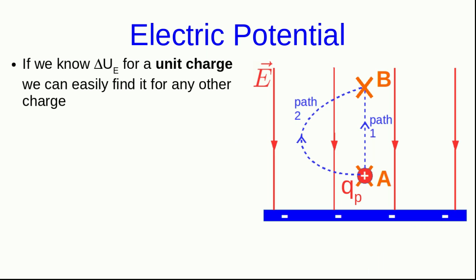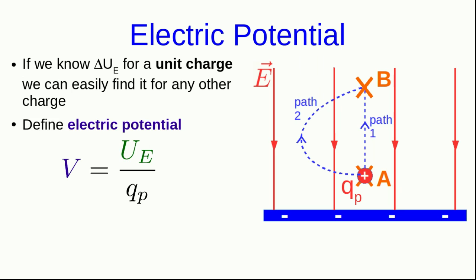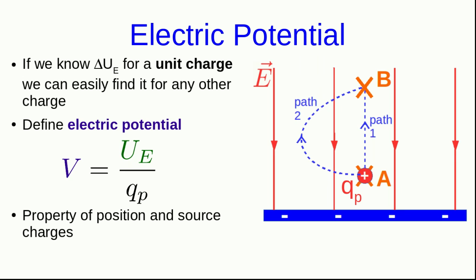Well, this should be sounding awfully familiar. This says that if we know the change in electric potential energy for some unit charge, then we can easily find it for any other charge. And so it makes sense to define a quantity, just like we defined electric field. But now this will be called electric potential, and it's the electric potential energy divided by the amount of charge on the probe charge. Well, just like electric field, this quantity is a property of position and of the source charges. It's not a property of the probe charge.